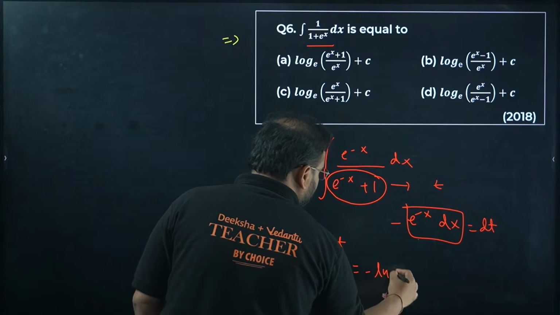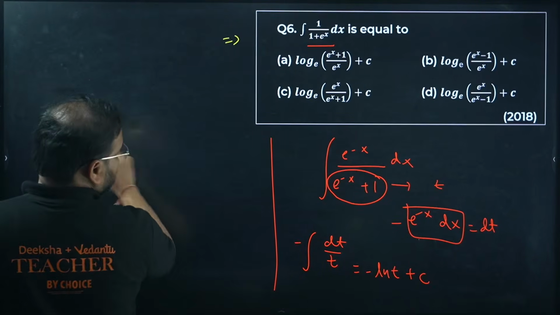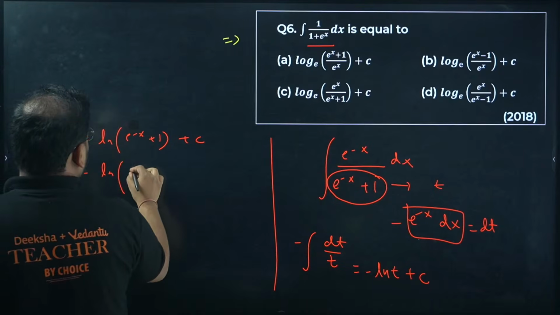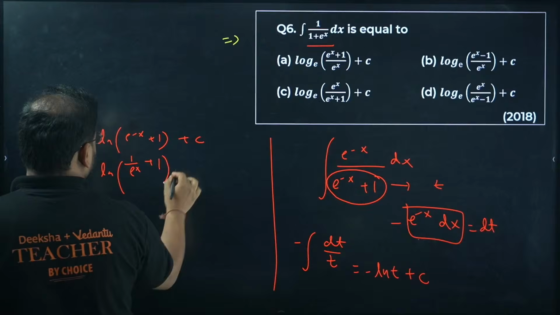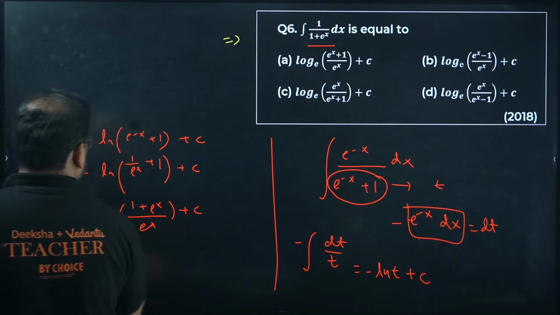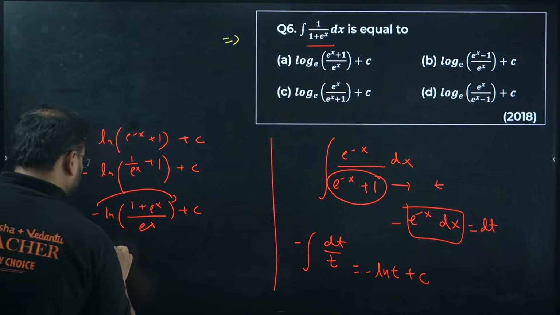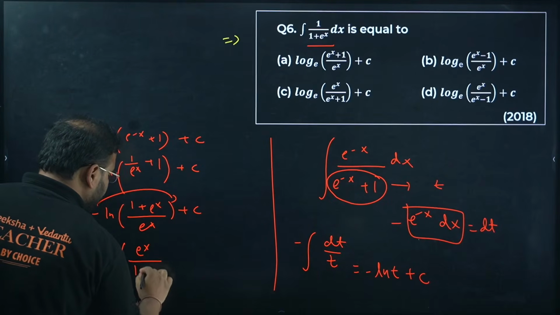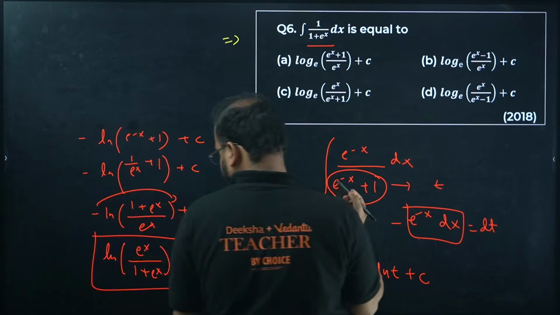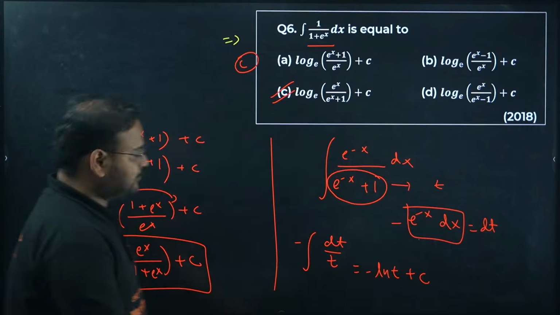The answer is minus ln t, of course plus c. So minus ln, what is the value of t? We have e power minus x plus 1, plus c. Simply expand it, you get e power 1 by e power x plus 1. Take the LCM, you get 1 plus e power x upon e power x, plus c. You have a minus sign, incorporate this in the fraction by taking the coefficient to the power of log. This whole thing becomes ln of e power x upon 1 plus e power x, plus c. That's your answer. Option C.